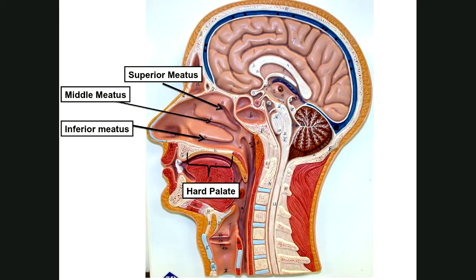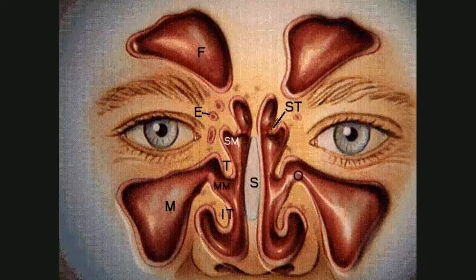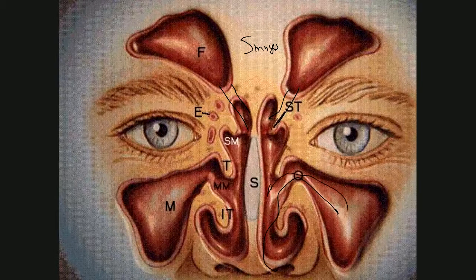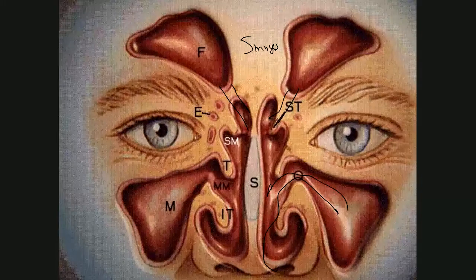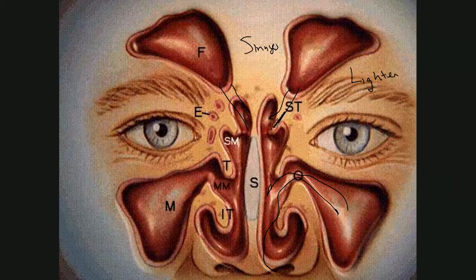We also have sinuses. And remember, sinuses are hollow air-filled spaces in bone, and they're connected to the nasal cavity. So air can move through the nasal cavity into and out of these sinuses. Sinuses have more than one function. One thing they do is they make the skull lighter, so it's not quite as heavy.